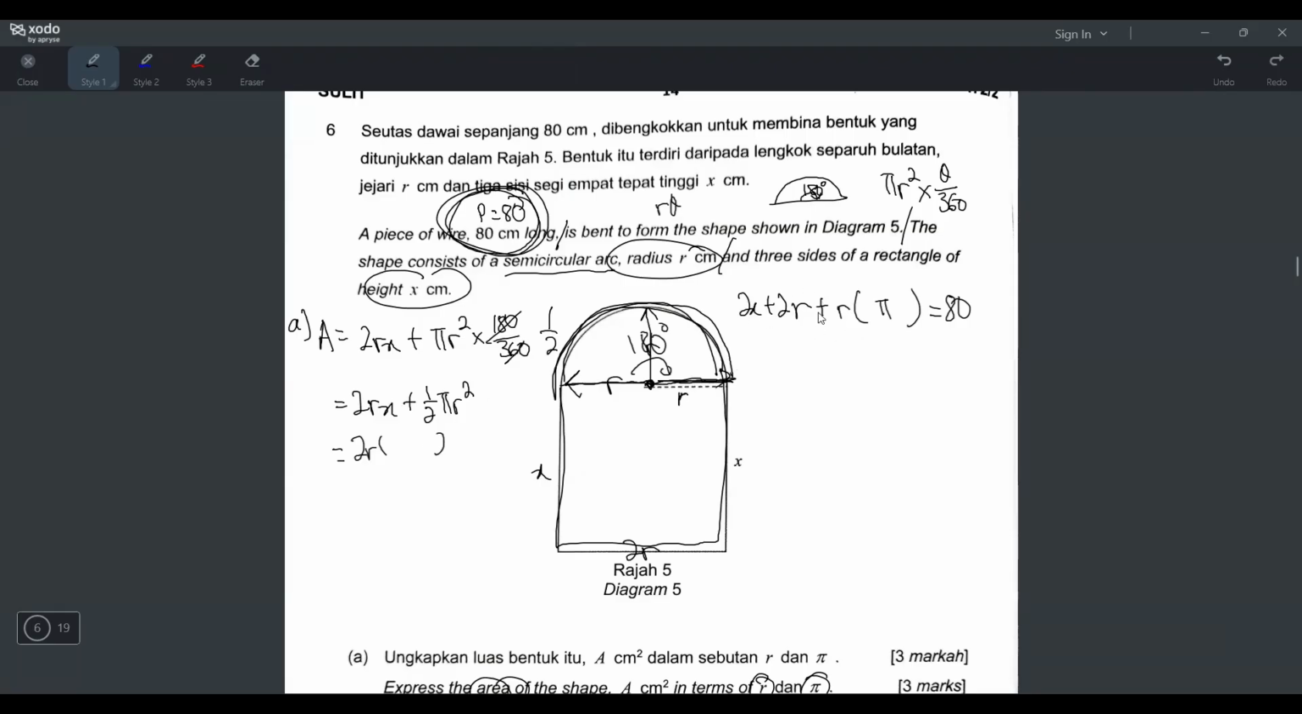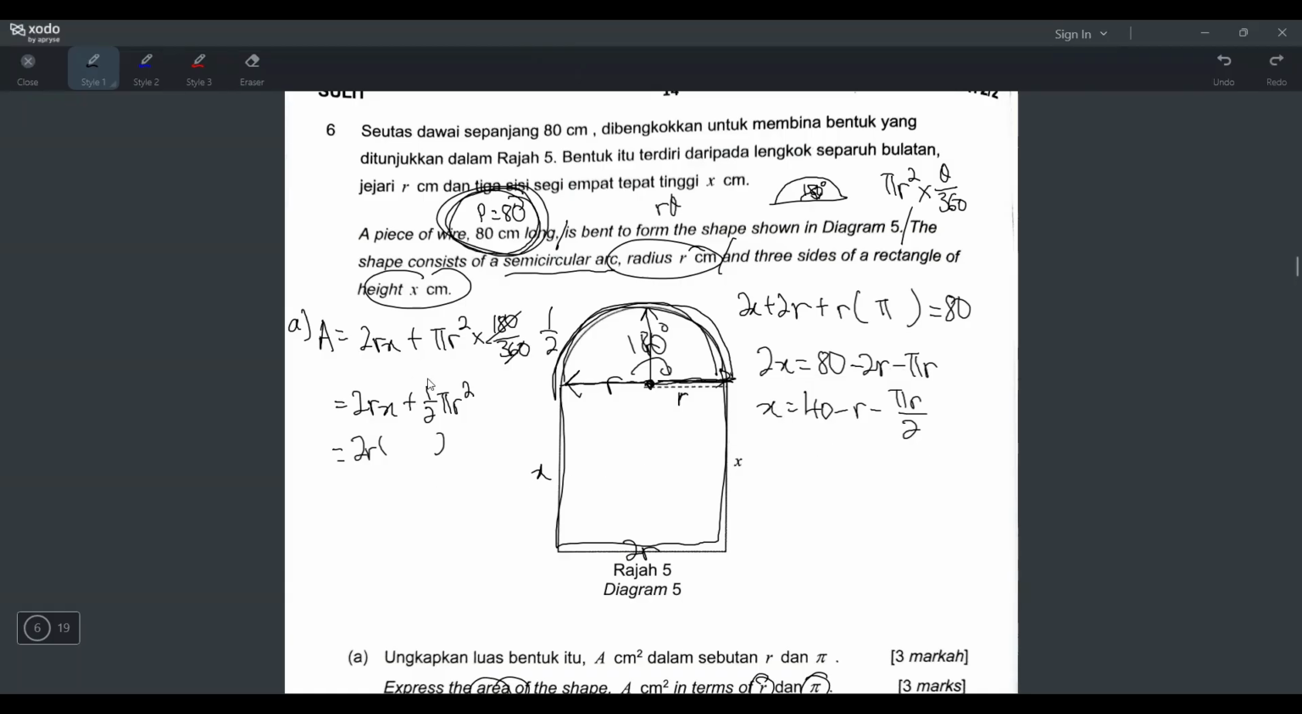So now we will try to find x. We will make x the subject. So the way we do it is like this: 2r plus pi r. Let's straight away move it over. So it becomes 2x equals 80, and the 2r moves over and becomes minus 2r, and then minus pi r. And then now you can find your x. Everything divided by 2, you end up with 40 minus r minus pi r over 2. So this is your x, and this is the one you substitute inside here, right?